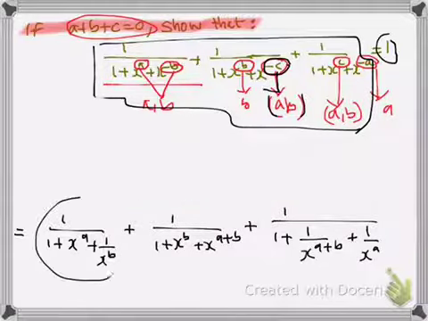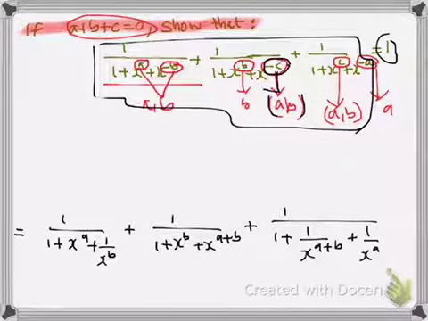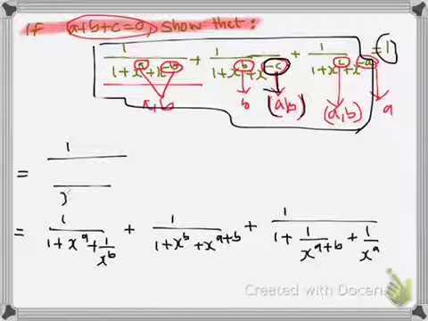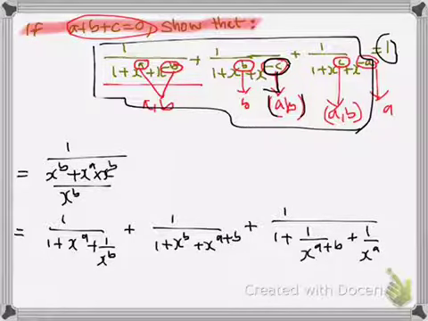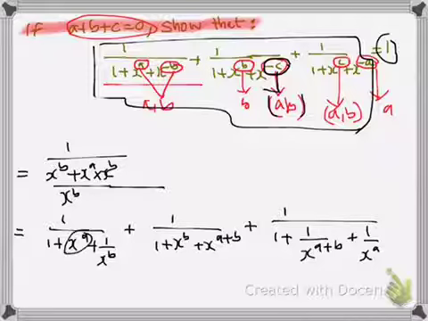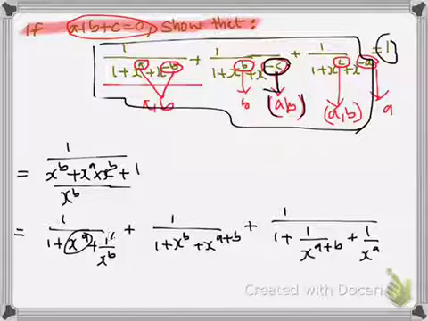Now for our first expression, let us take LCM. On doing so, if we take x to the power b as our LCM, we get 1 divided by x to the power b, with x to the power b in place of 1, and x to the power a times x to the power b in place of x to the power a, and 1 in place of this one. It remains as it is.